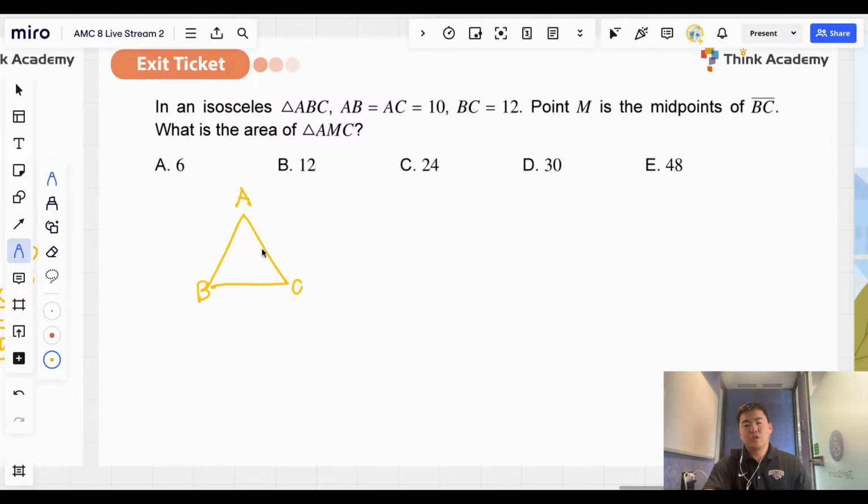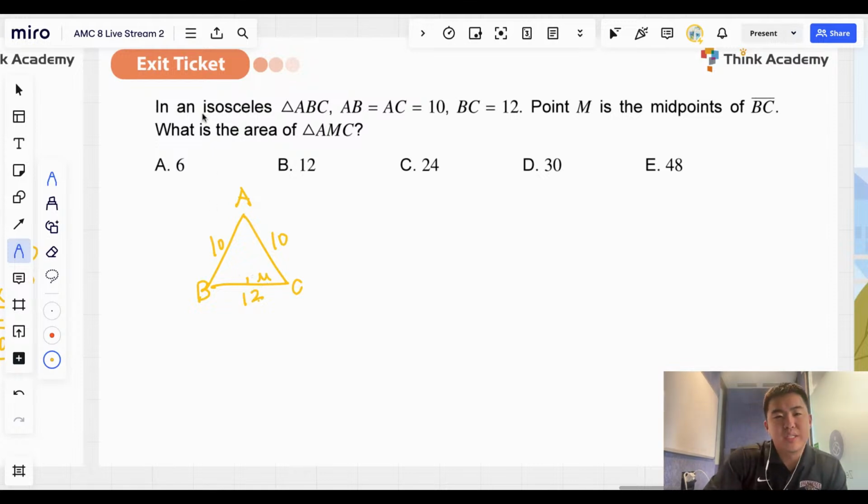So it's always a good habit to mark the length next to the line segment. Now we know AB is 10, AC is also 10, BC is 12. So M is the midpoint of BC. We know M is placed exactly here. What is the area of AMC?